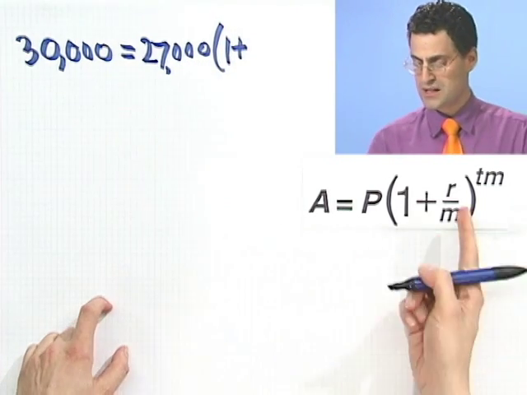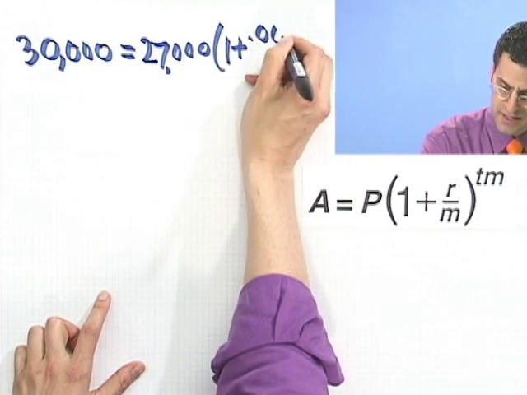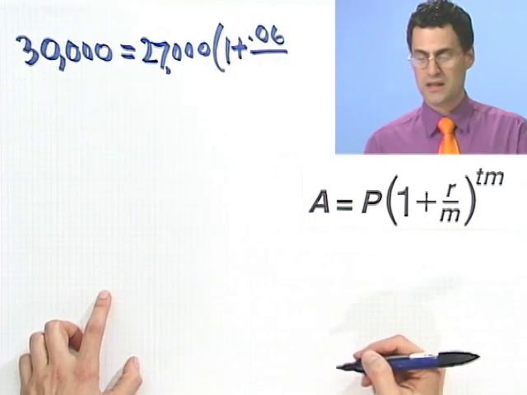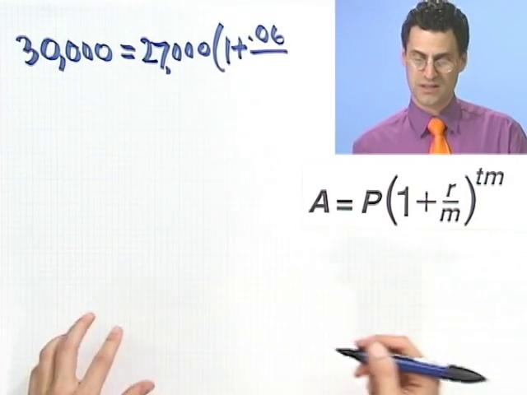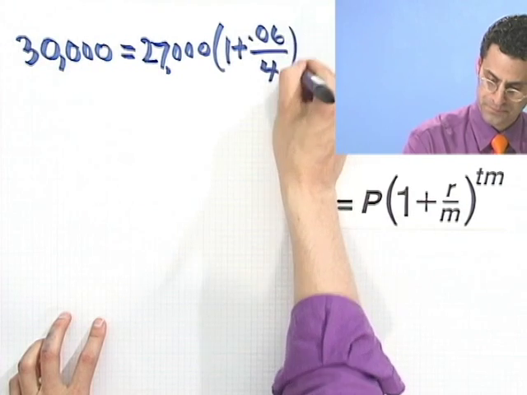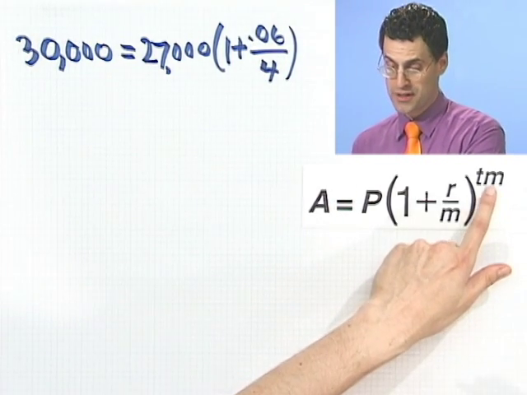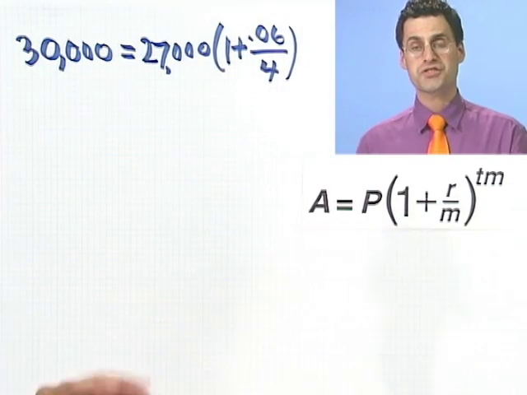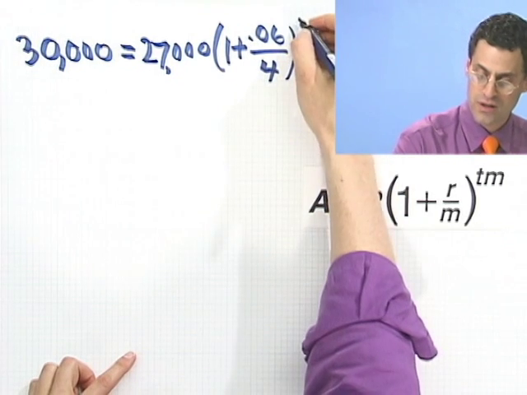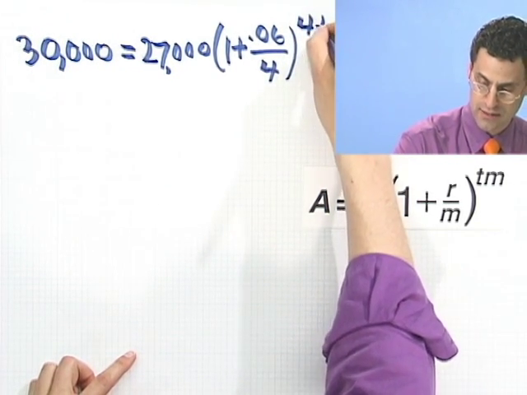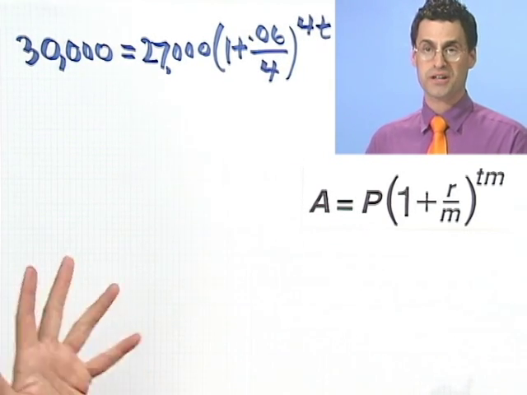Times 1 plus the interest rate. Now this is at 6%, so that's 0.06, divided by the number of compoundings per year. Now it's quarterly, so that means 4 per year. And I raise that to the power of the number of compoundings per year times the number of years. Now the question is, how many years will I have to wait? So I don't know t, but I do know m is 4. So this is 4t.